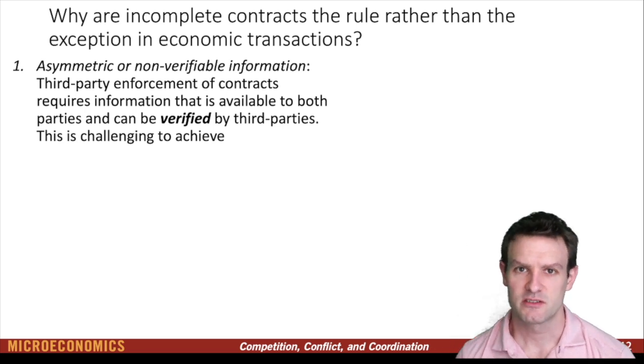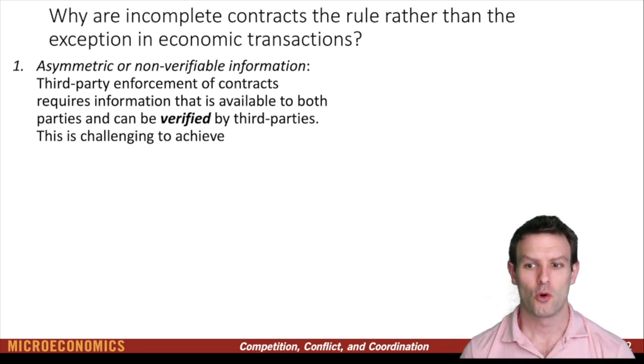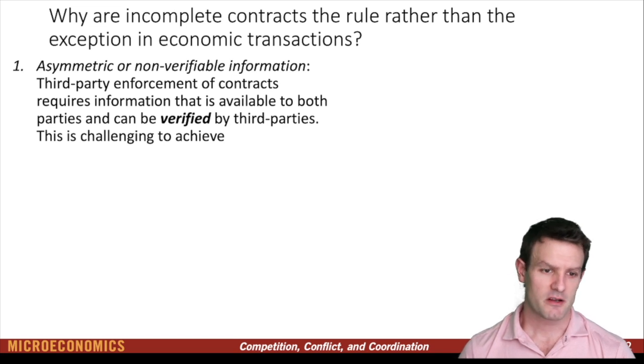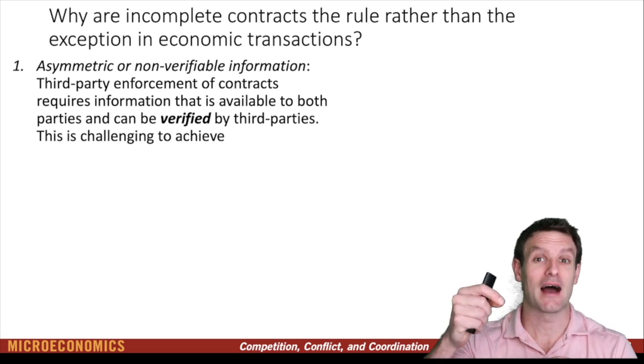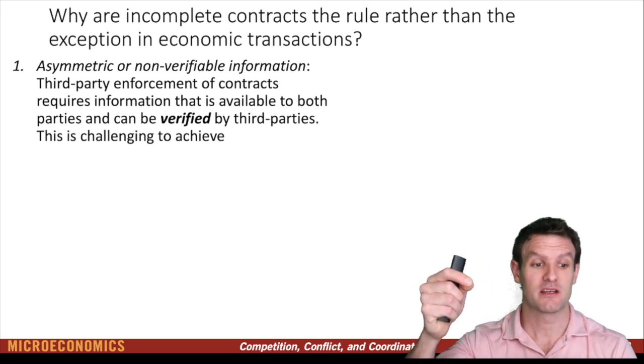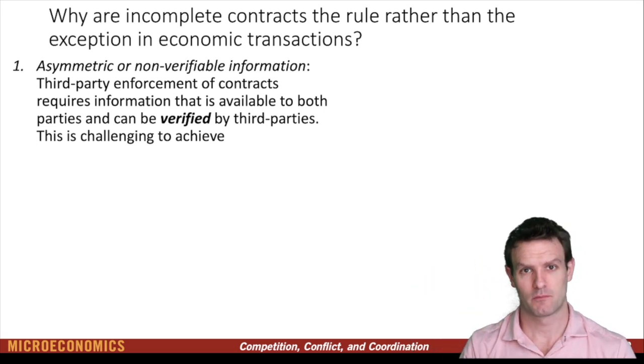The first is the existence of asymmetric or non-verifiable information. What this means is that third-party enforcement of contracts requires information that is available to both parties and can be verified by third parties in a costless way. That's very, very hard to achieve.